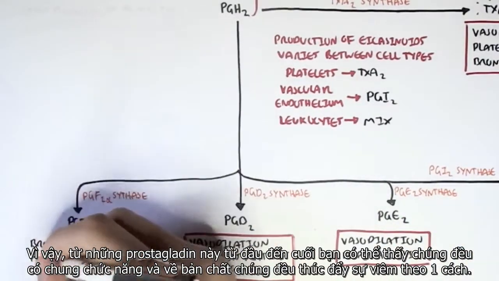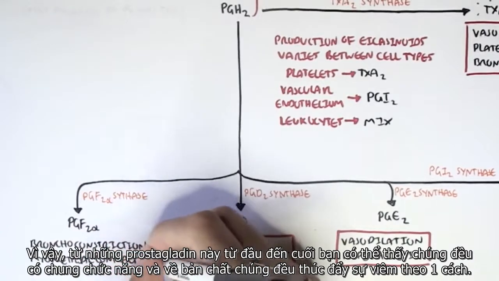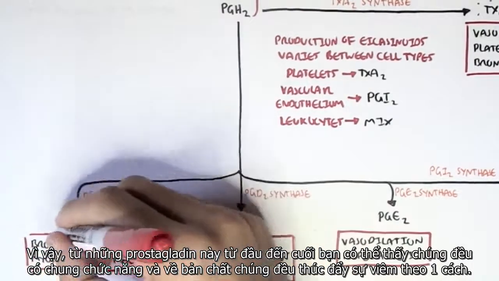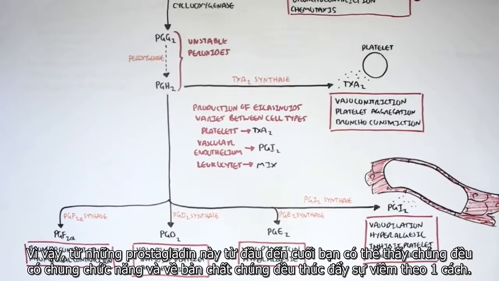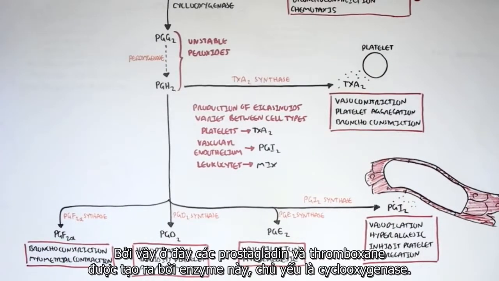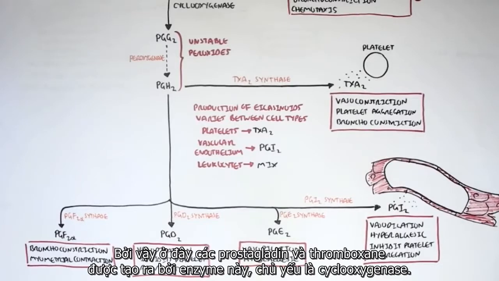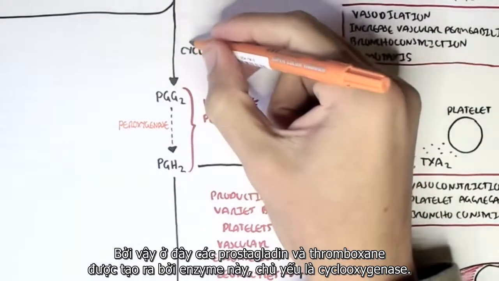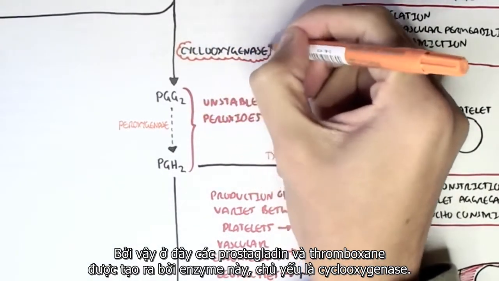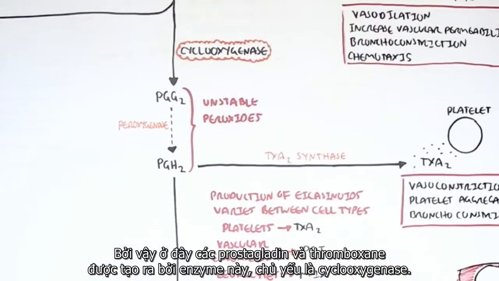So from these prostaglandins down the bottom, you can see how they have all similar functions, and they all essentially promote inflammation in a way. And so these prostaglandins and the thromboxanes were able to be produced by this enzyme mainly, cyclooxygenase.